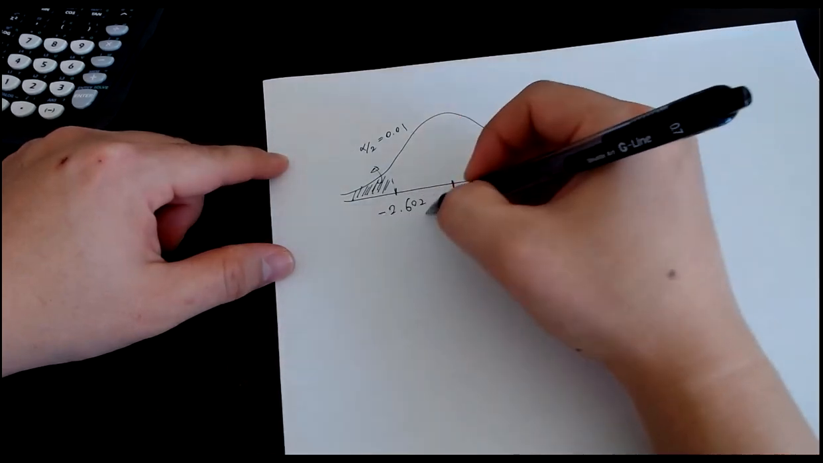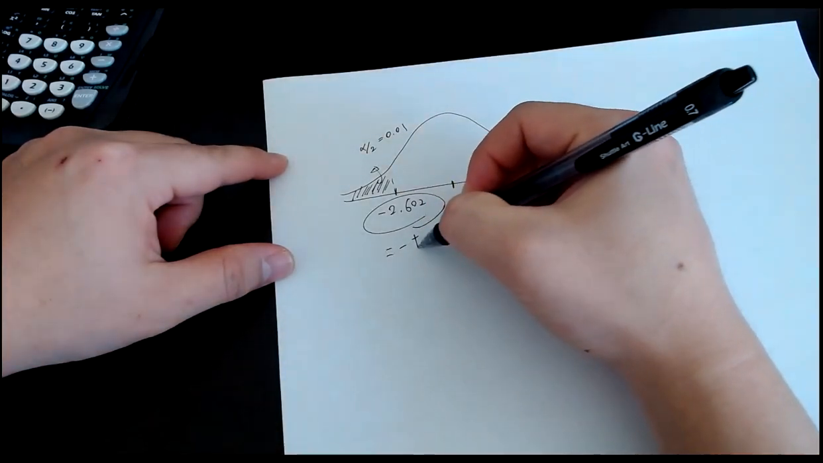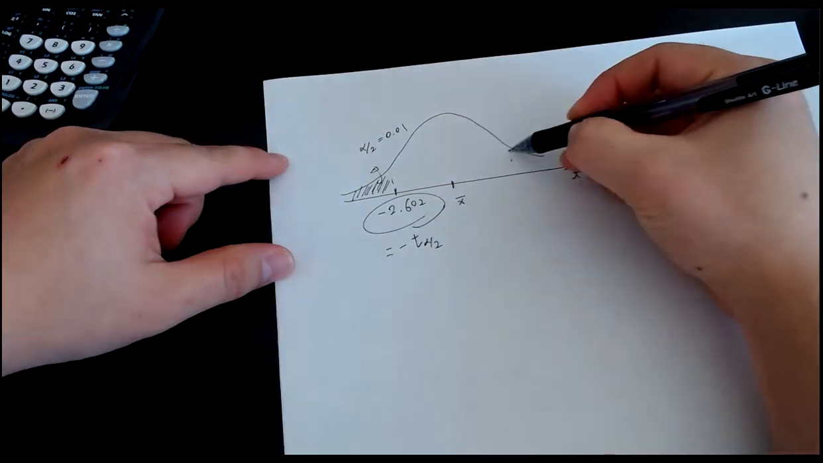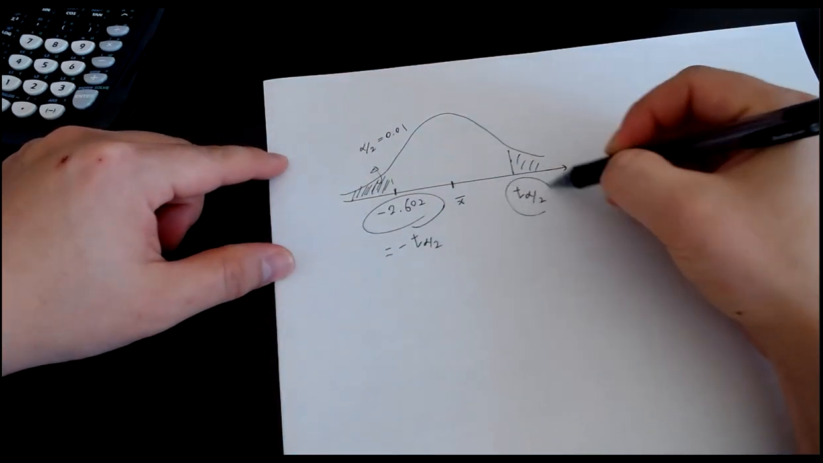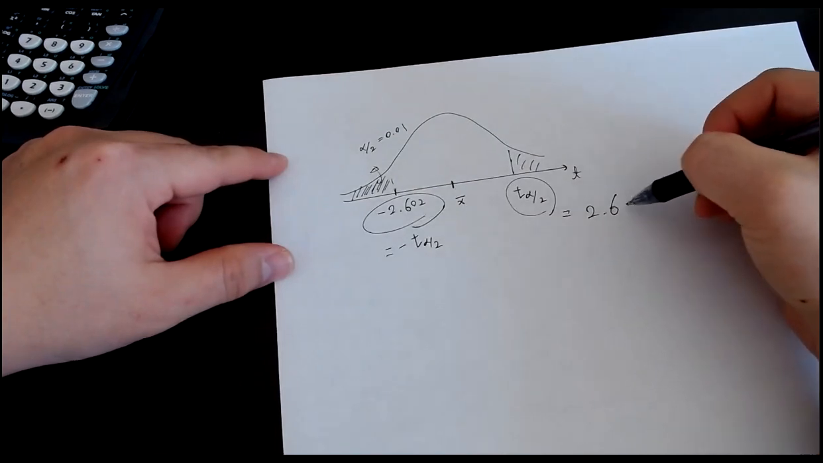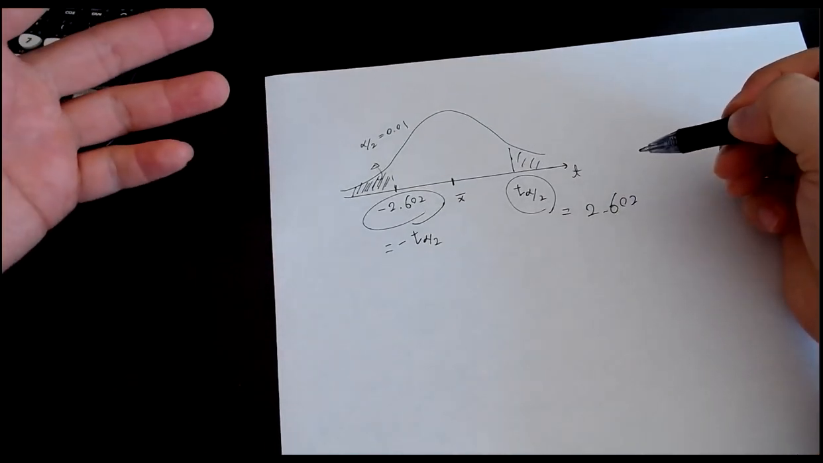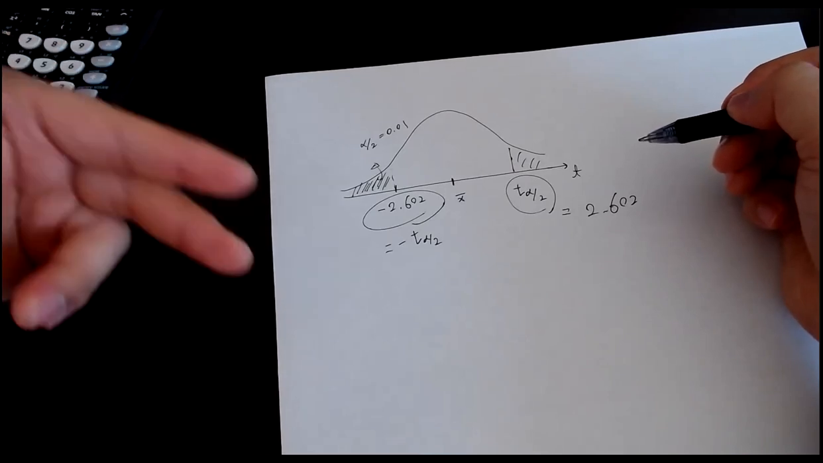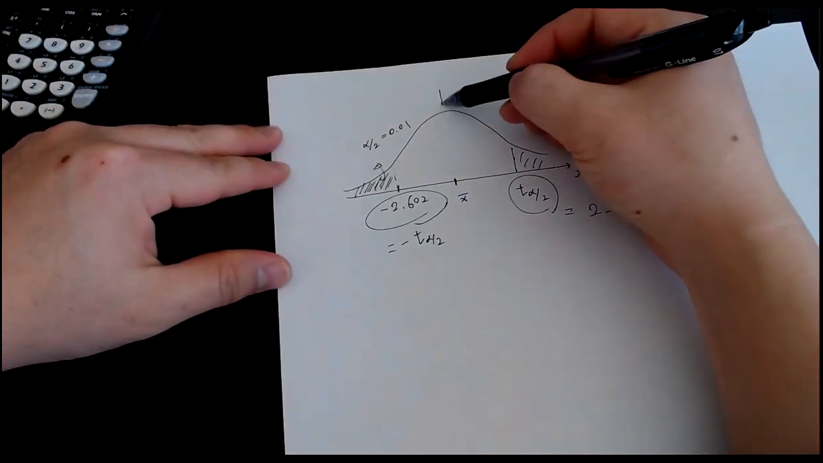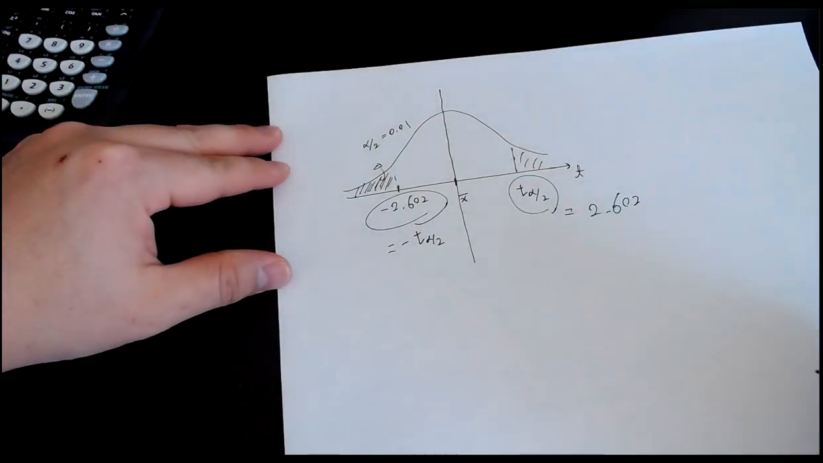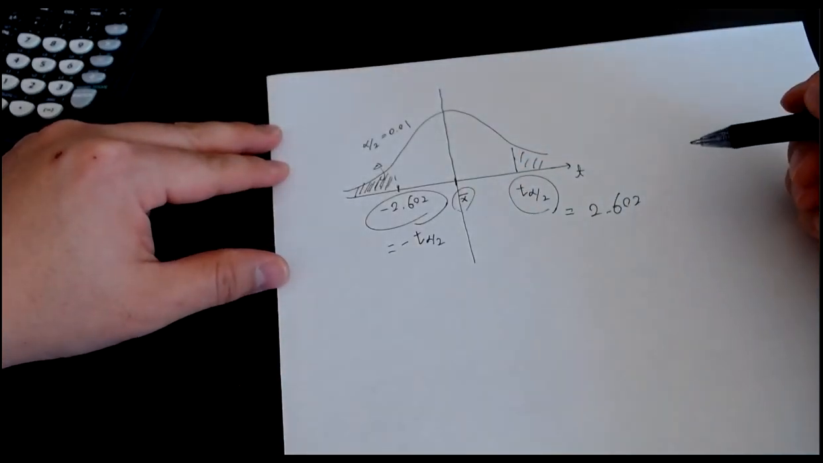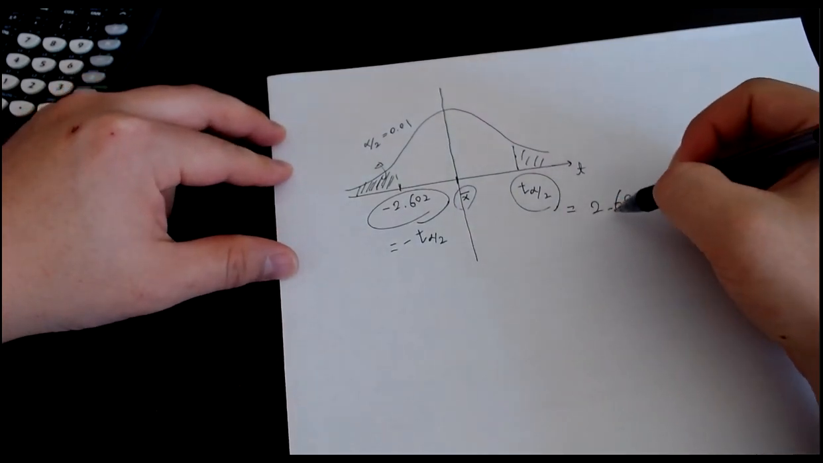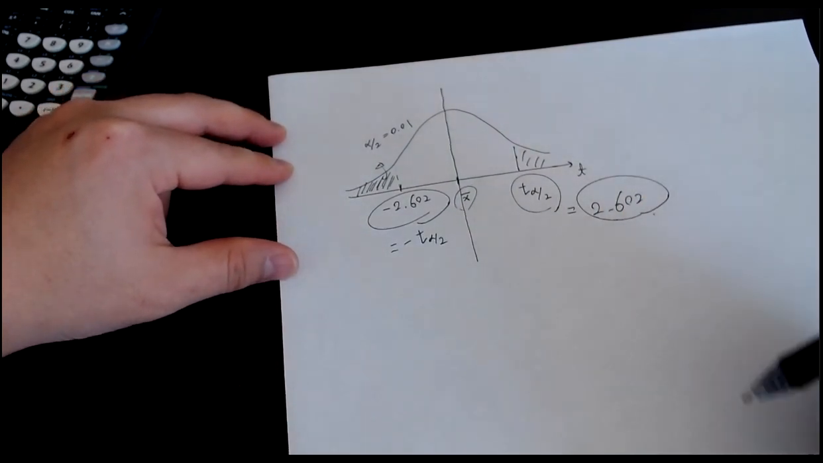Then this is going to be negative t sub alpha over 2. But we need to find out what positive t sub alpha over 2 is, right? So that must be equal to 2.602, because the standard normal distribution and the t distribution are symmetric about the vertical line in the center passing through the mean. So this t sub alpha over 2 must be 2.602.